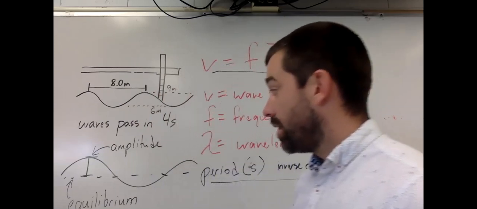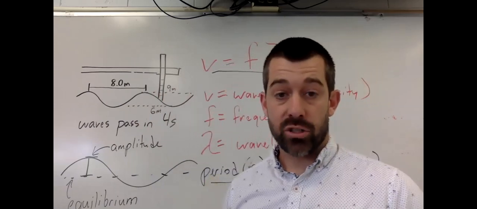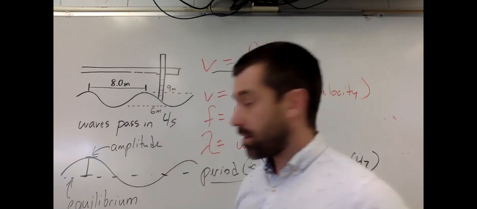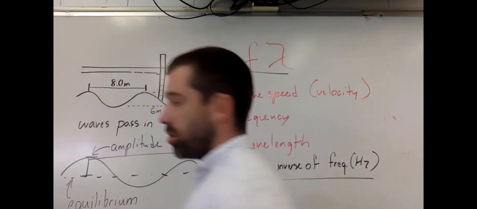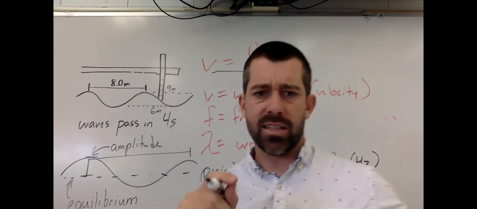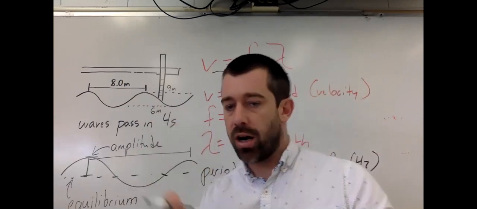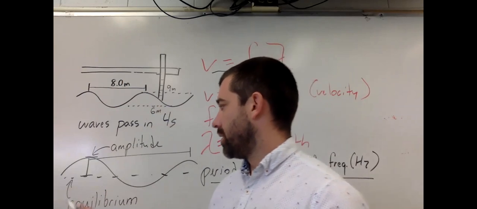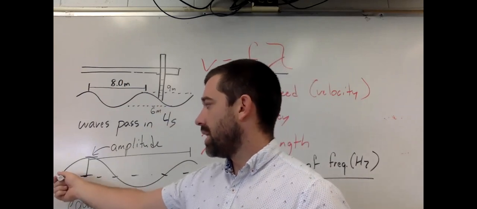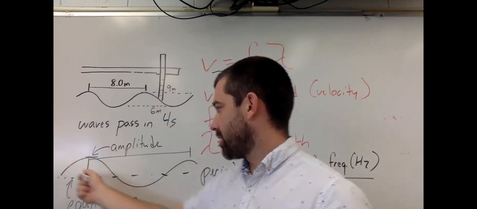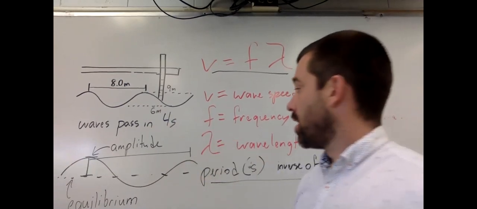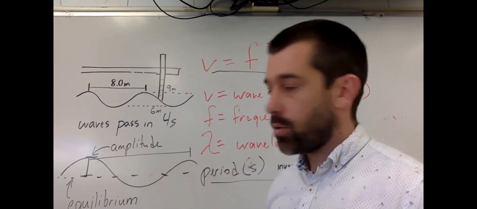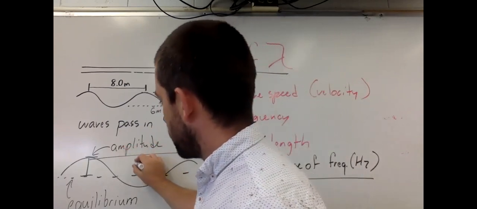Okay. The other measurement we have to pay attention to is the wavelength, which is the distance from one crest to another crest, or it could be the distance from a trough to a trough, or it could be the distance from equilibrium going up to a crest to equilibrium going up to a crest, whatever. There's a lot of ways to measure this, but they're all gonna give you the same number. I'm just gonna focus on crest to crest. That is wavelength.